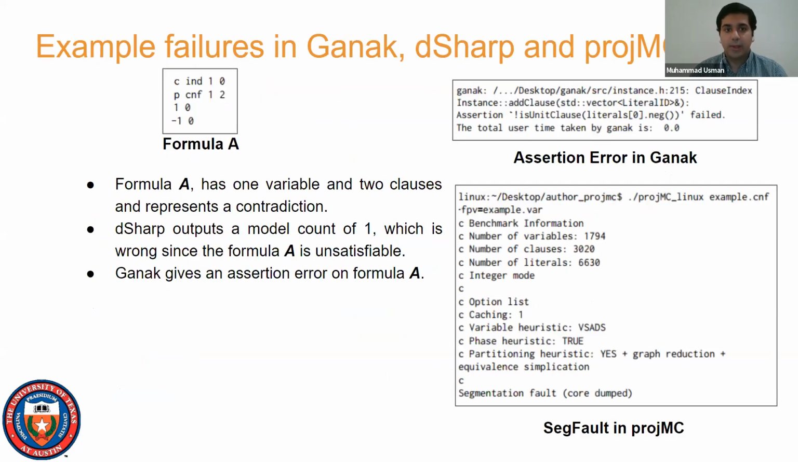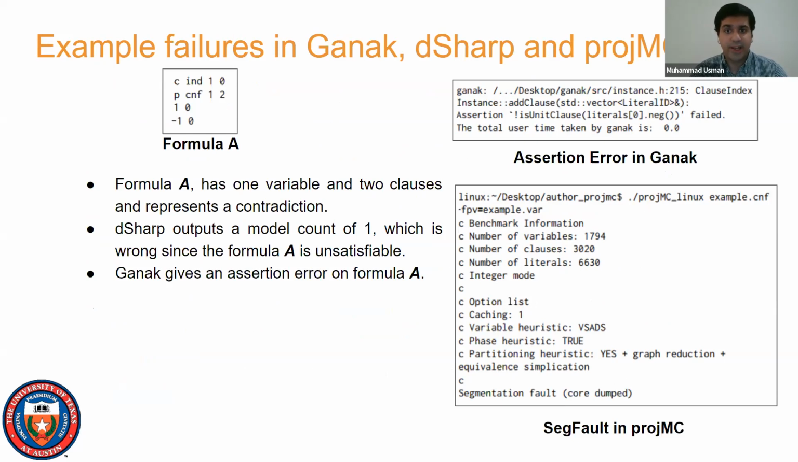So this slide basically shows some of the example failures in Ganak, dSharp, and projM. If you look at formula A, it is basically a contradictory formula, like A and not A. We know that cannot be satisfied because the number of solutions for this formula is always 0. Whereas when we use dSharp, it output a model count of 1, which is obviously wrong. So there seems to be a bug in dSharp.